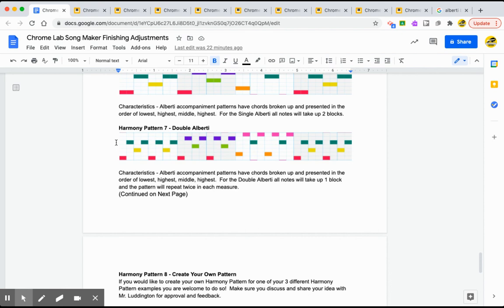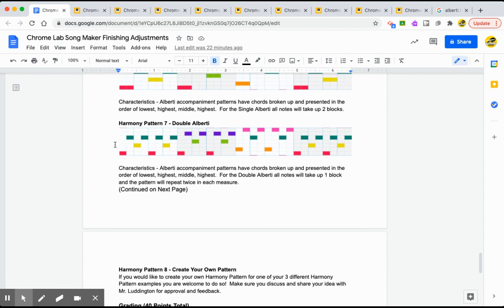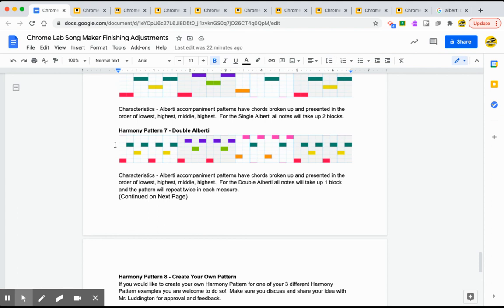Make sure you discuss and share your idea with Mr. Luddington, me, for approval and feedback. And that's going to go for all three of these. Before you submit your link, I'm going to want to hear all three that you made and discuss it with you before you hit send. So I am going to need to see all three of yours before you submit your final link, and we can do that in class.